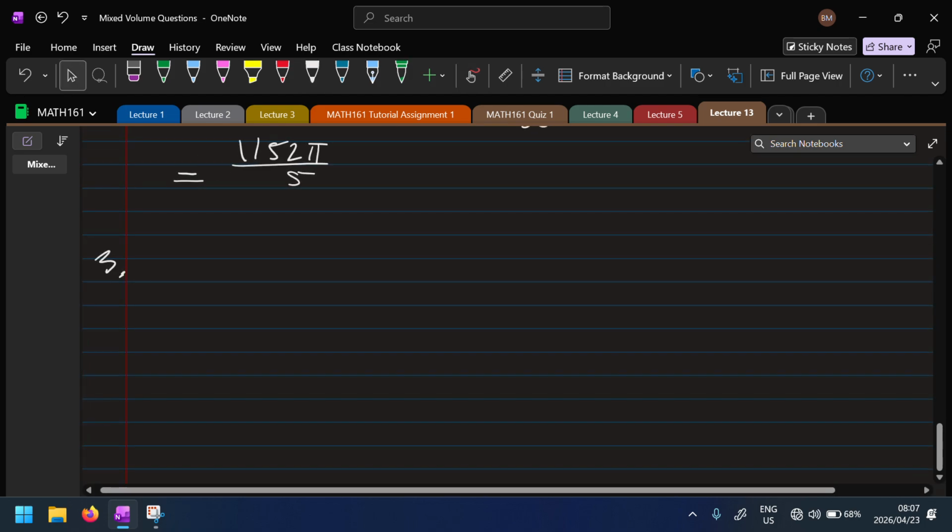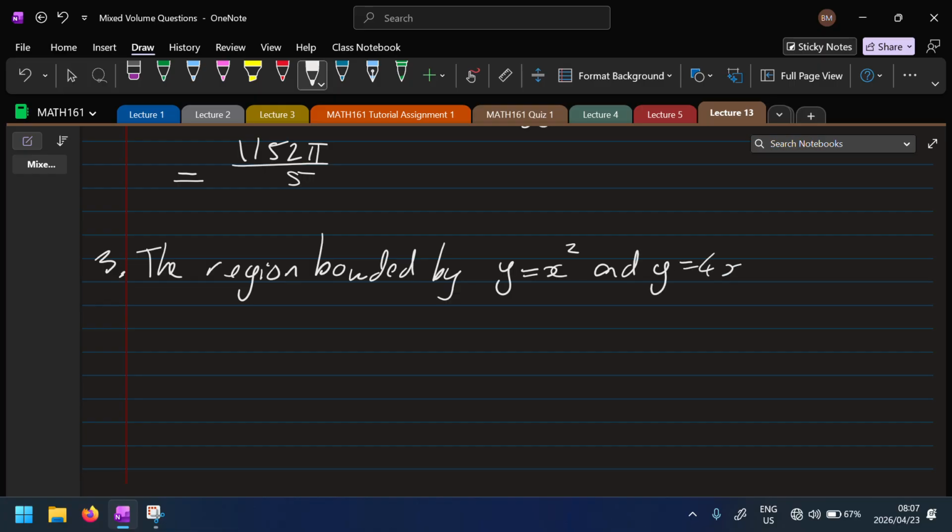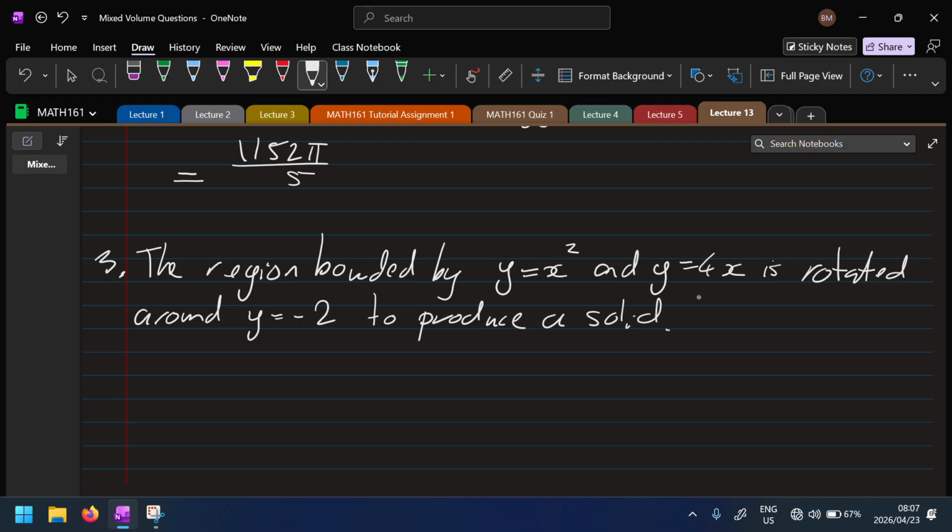3. Okay, so we have the region bounded by y equals x squared and y equals 4x, rotated around y equals -2 to produce a solid. Find the volume.